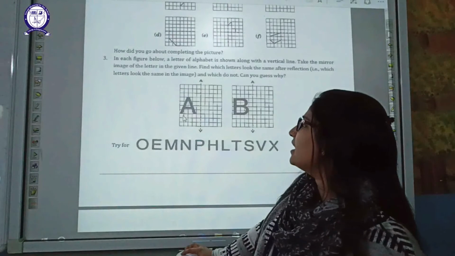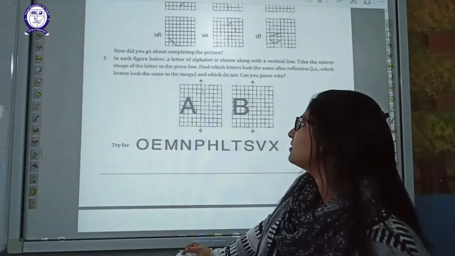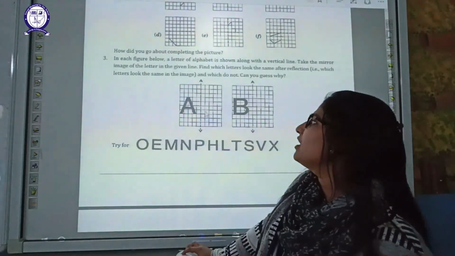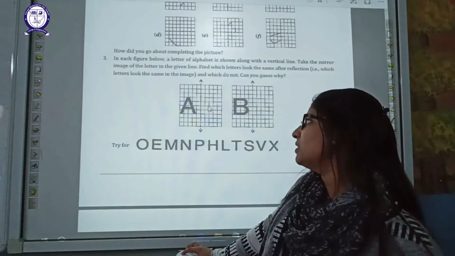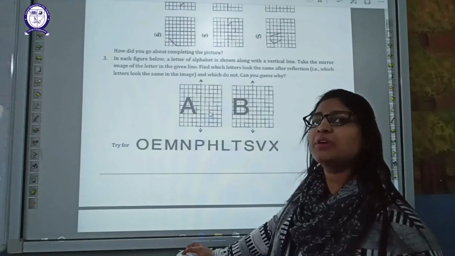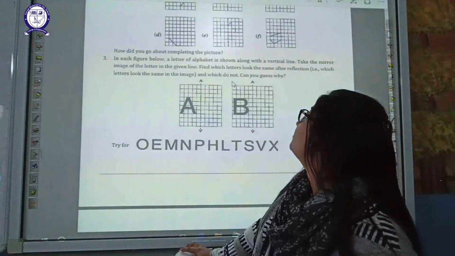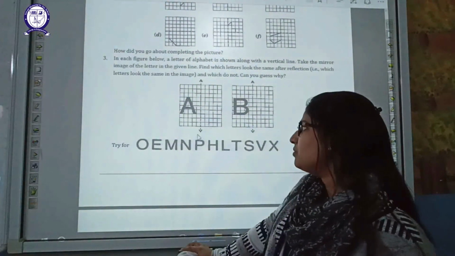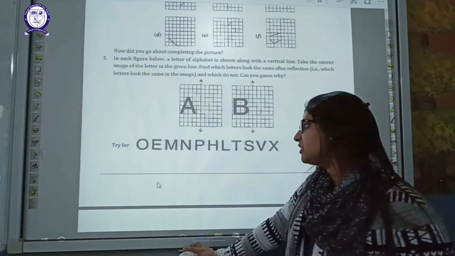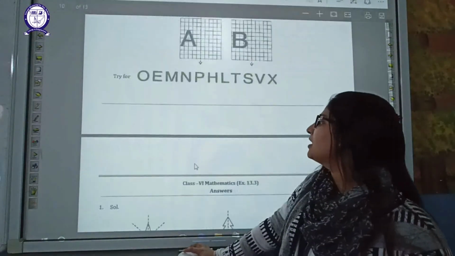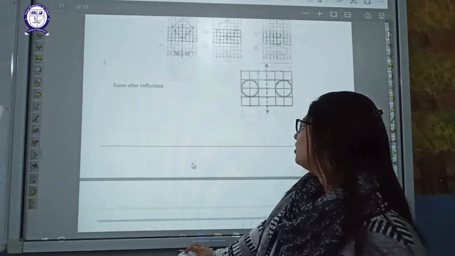If you write A and this is the mirror, so A will be written. You have to check if A looks similar as here. Okay, in the mirror, is its image the same or not, and we have to tell which alphabet has the same image and which has a different image. So we have to try these letters: O, E, M, N. So let's try them. Okay.